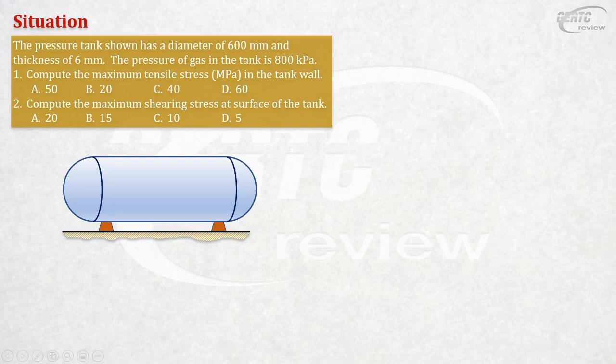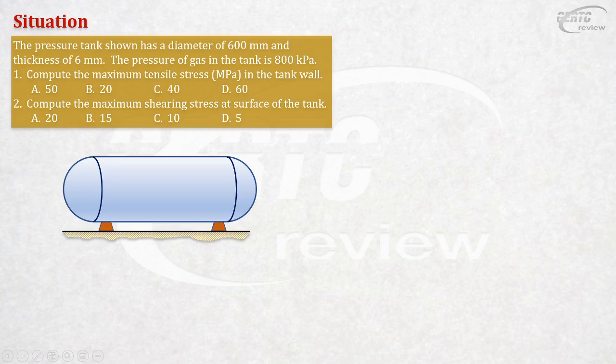Ano nga yung formula? Thin-walled pressure vessel, cylindrical pressure vessel. Di ba? PD over 2T. P is the internal pressure, D is the diameter, and thickness is T. By the way, maraming nagtatanong sa akin, sir, ano bang gagamitin namin in the formula PD over 2T? Ano ba yung D? Internal or external? Actually, I will answer you this straightforward.